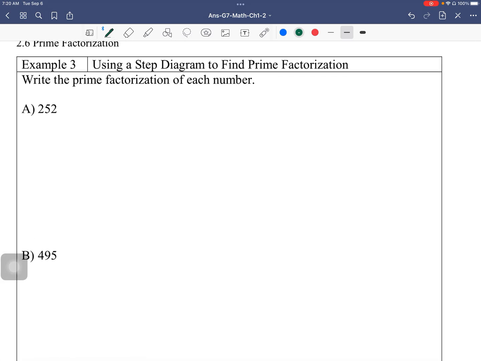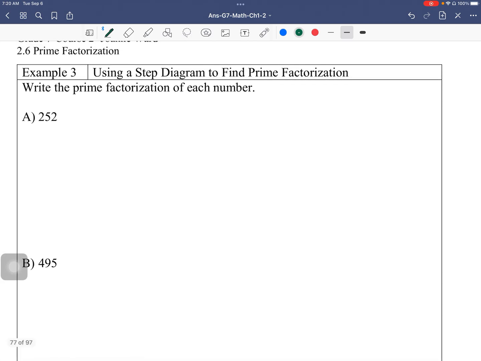After the factor tree, we want to try to use a step diagram to find the prime factorization. Again, I start with the smallest prime number, 2, 2, then I use 3, 3, so I end up with 2 squared times 3 squared times 7.